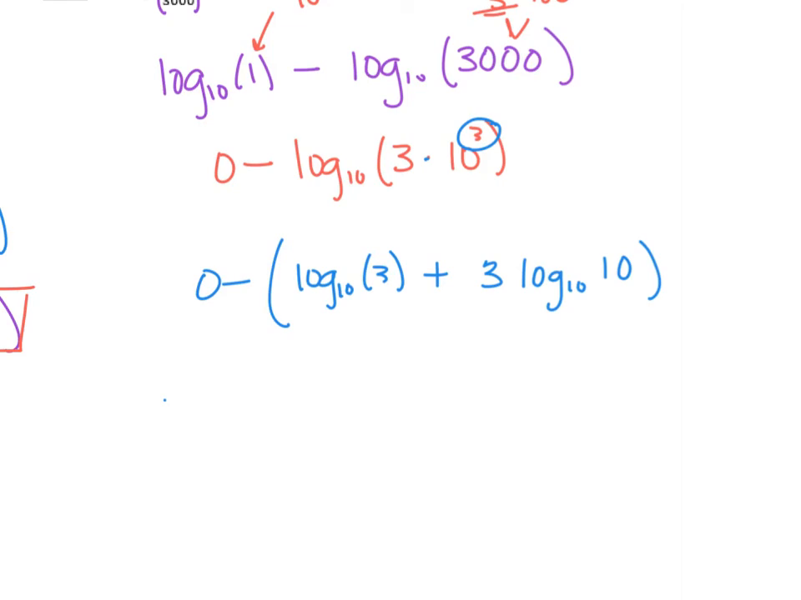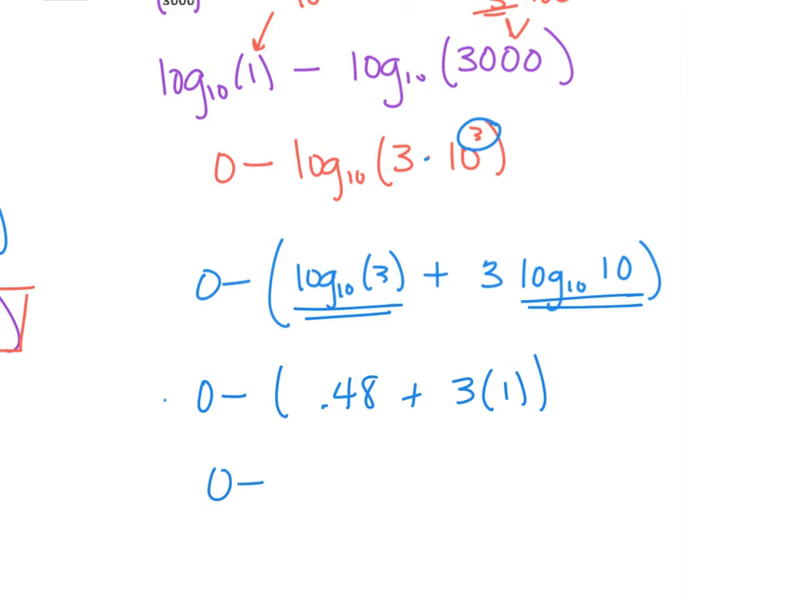Okay, so we have 0 minus log base 10 of 3 is equal to 0.48 plus 3 times log base 10 of 10 is equal to 1. 0 minus 0.48 plus 3 is 3.48, giving us a final answer of negative 3.48.